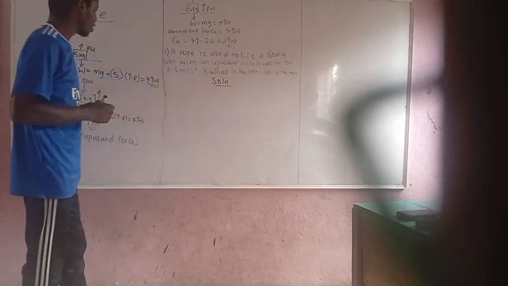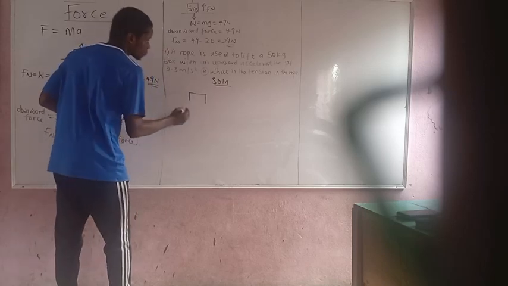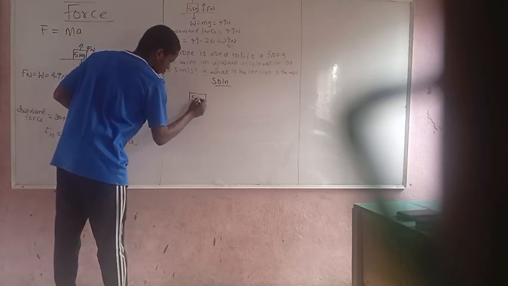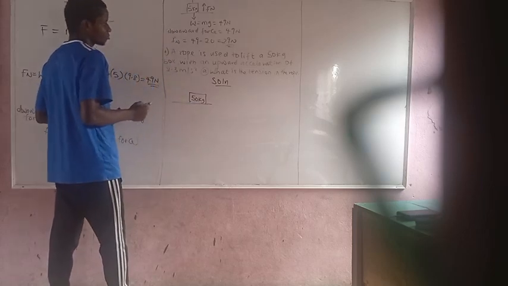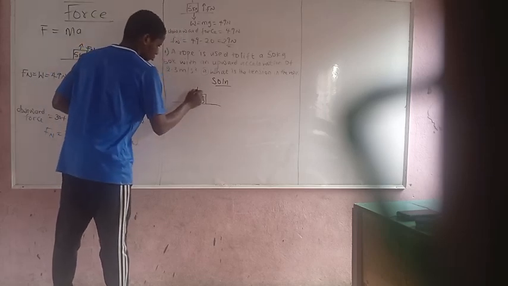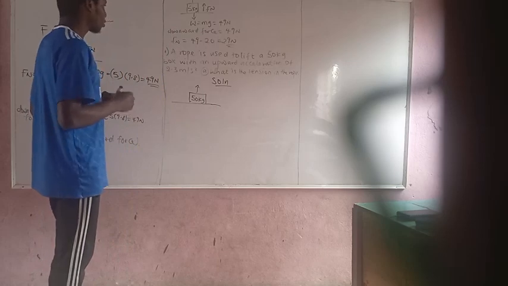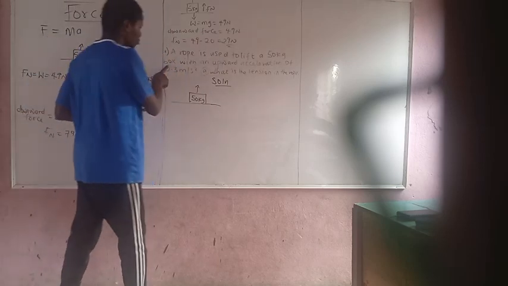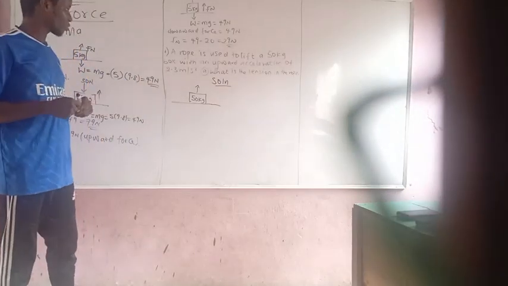Let's do something really quick. We are drawing a free body diagram, right? We have this 50 kg box, and then we have the force. The rope is used to lift a 50 kg box with an upward acceleration of 2.3 meters per second squared.